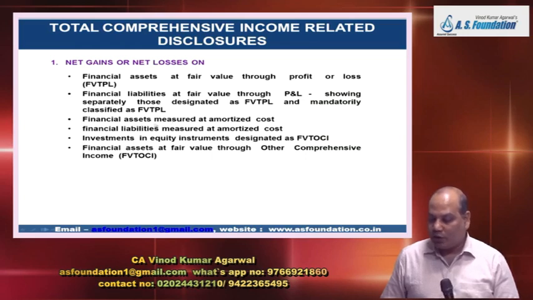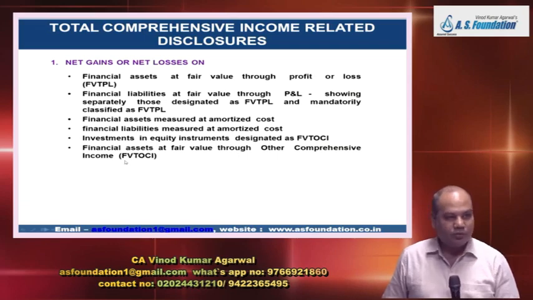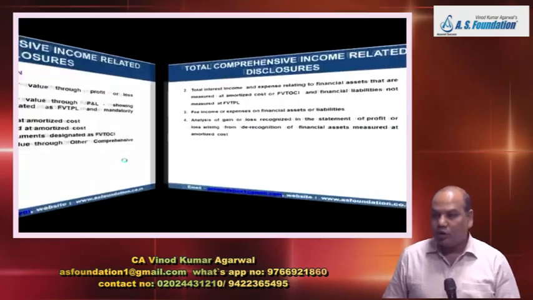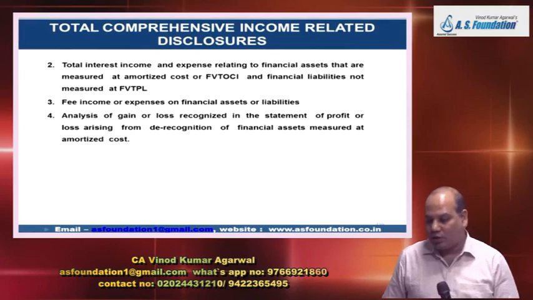Then in case of financial asset measured at amortized cost, gain or loss, when you derecognize them. Financial liability measured at amortized cost, again gain or loss. Investment in equity instrument designated as FVT OCI. Again this gain or loss will be shown in OCI section, and financial asset at FVT OCI. So all fair value change, all gain or loss on sale will be appearing here.